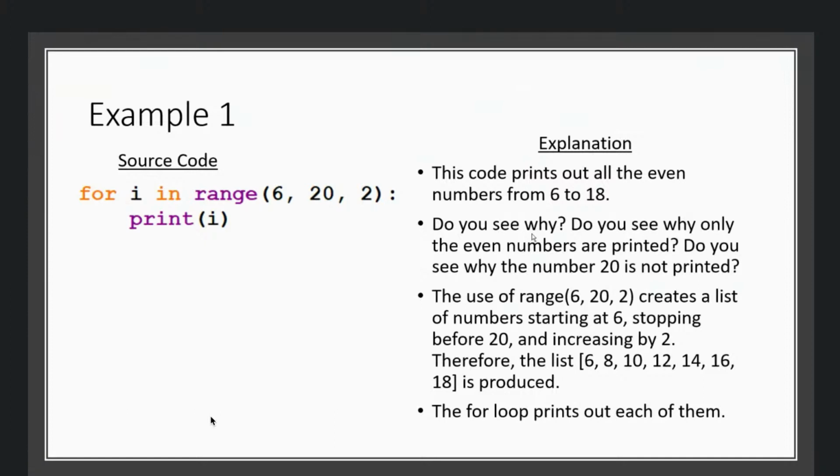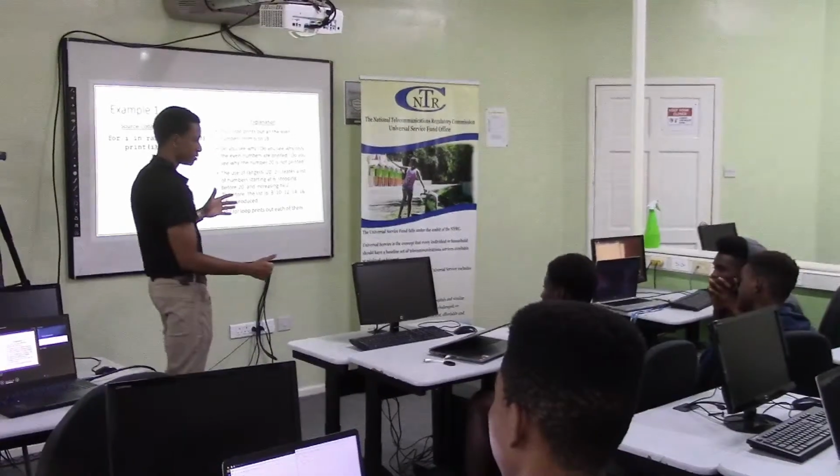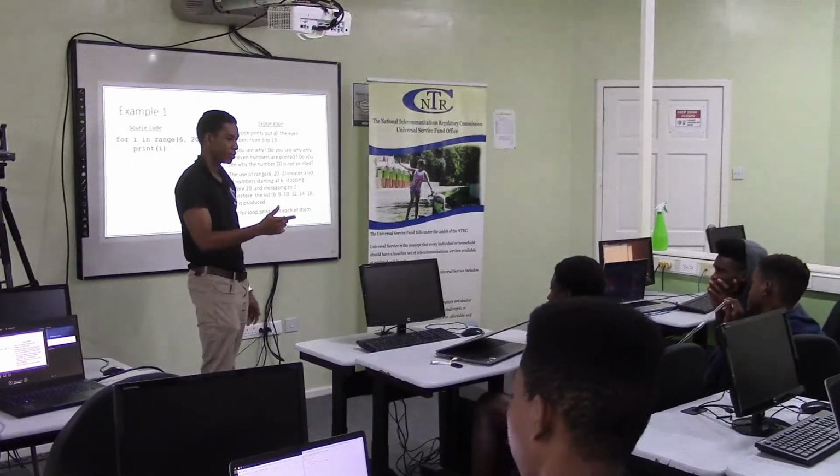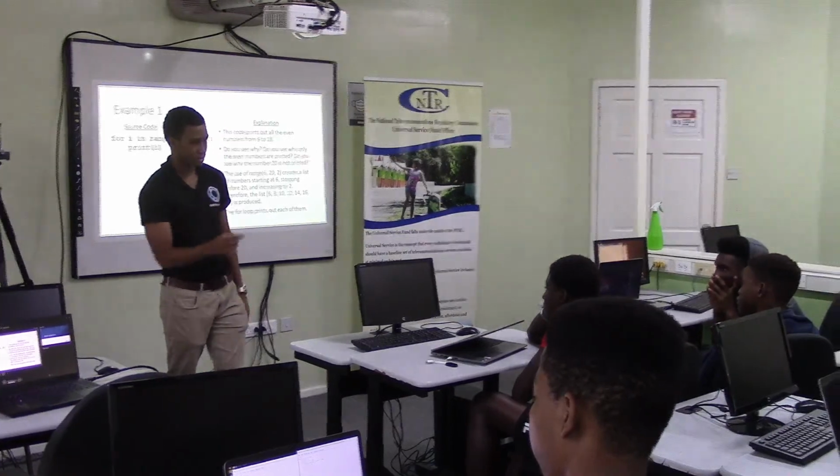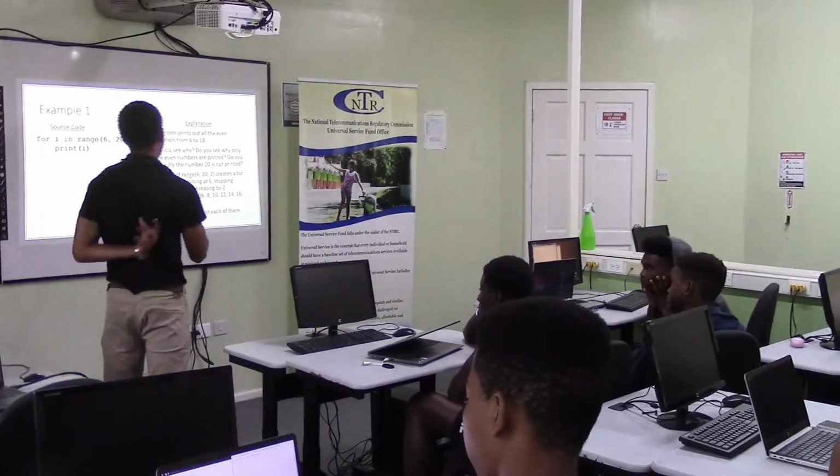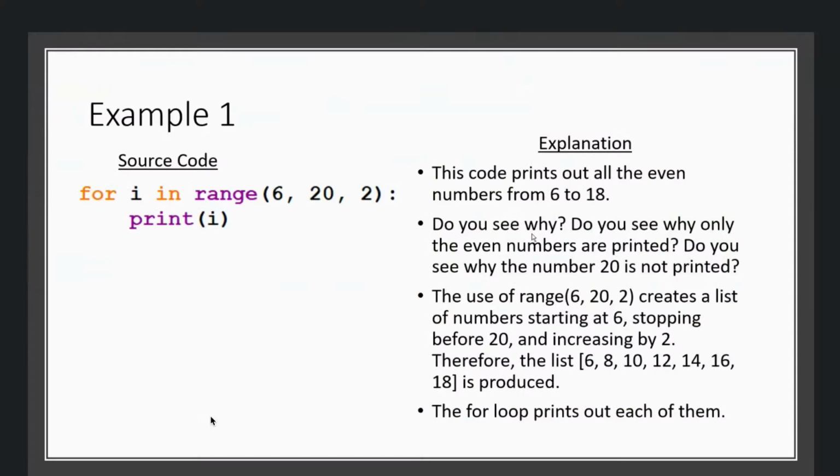So let's say for i in range 6, 20, step size of 2, print out i. What are we going to print out? What's our output? 6, 8, 10, 12, 14, 16, 18. Okay, so this code prints out all even numbers from 6 to 18. And we all see why.